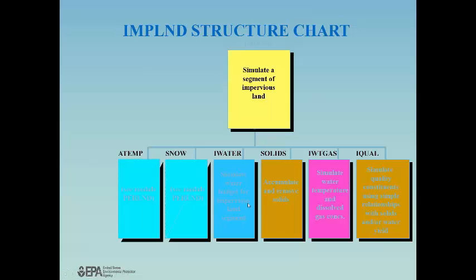The IMPLND structure chart is similar but simpler because we don't need to represent the soil processes as much as the surface. Again, the air temperature and snow modules are used. IWATER simulates the water budget for the impervious land segments. SOLIDS does accumulation and removal of solids. And then these two simulate water temperature and dissolved gases on impervious surfaces, and then the water quality constituents that wash off from impervious surfaces such as parking lots, streets, roads, roof surfaces, and so forth. It's analogous to the PQUAL module in PERLND. IQUAL represents the impervious contributions.